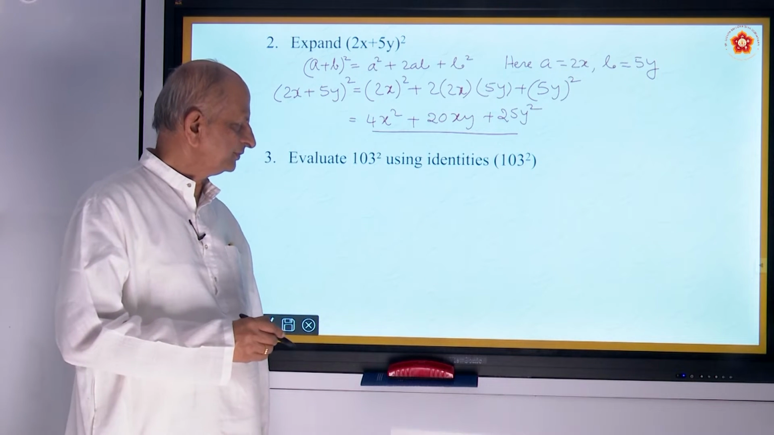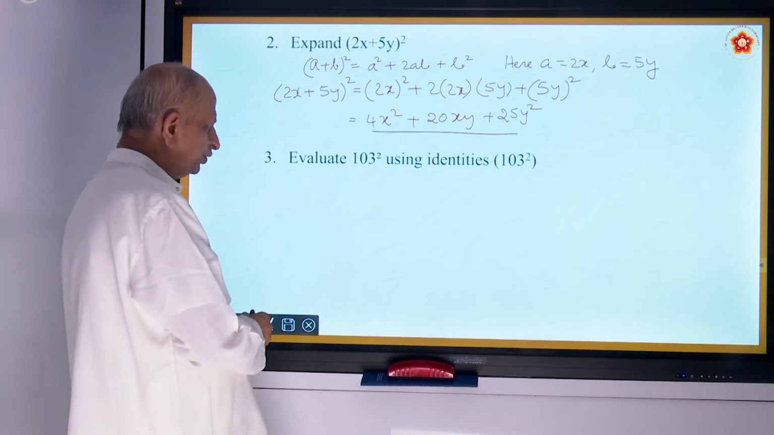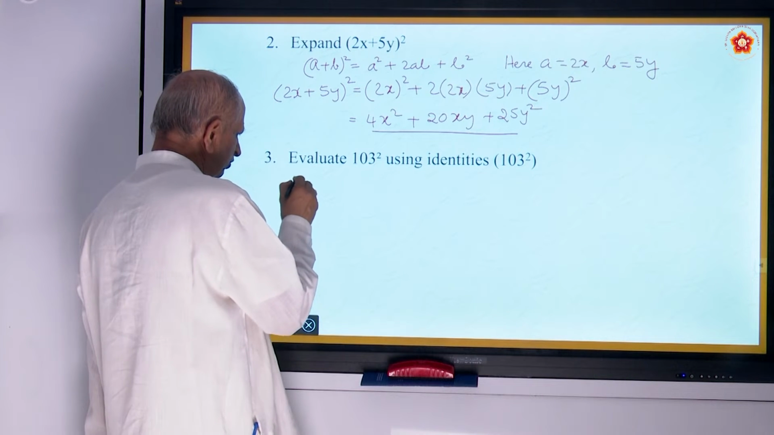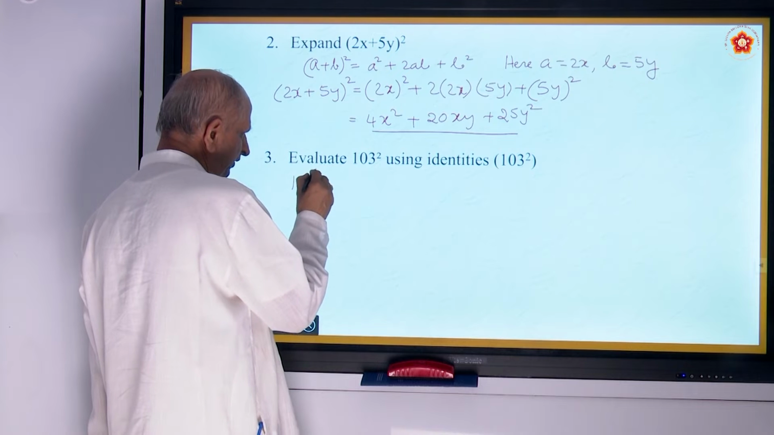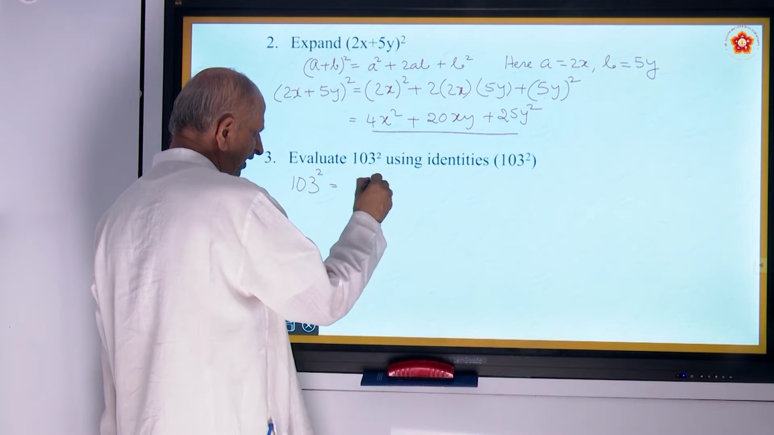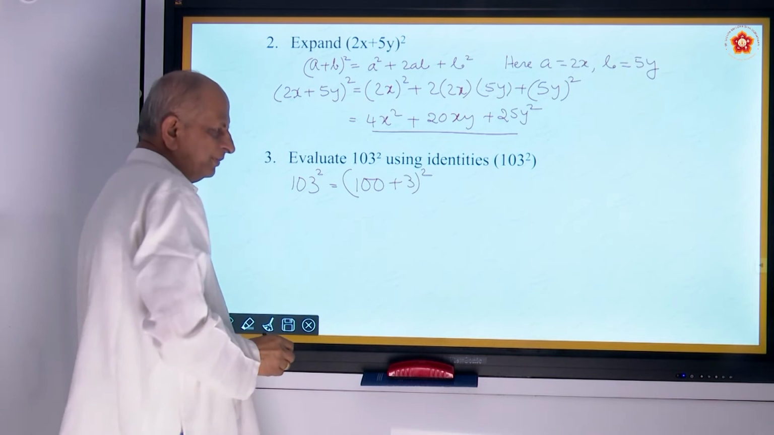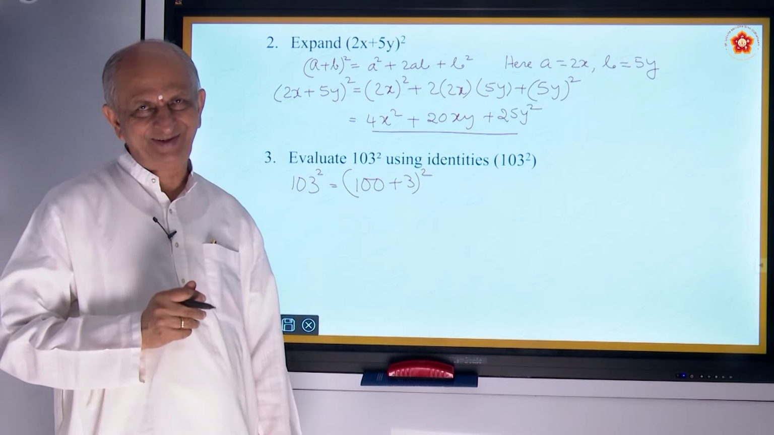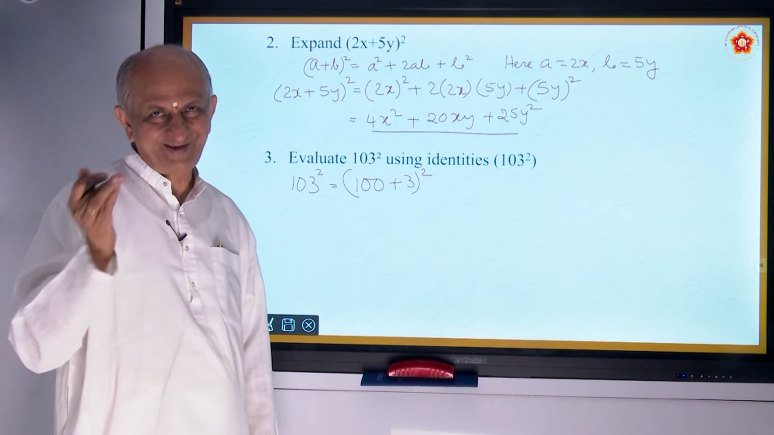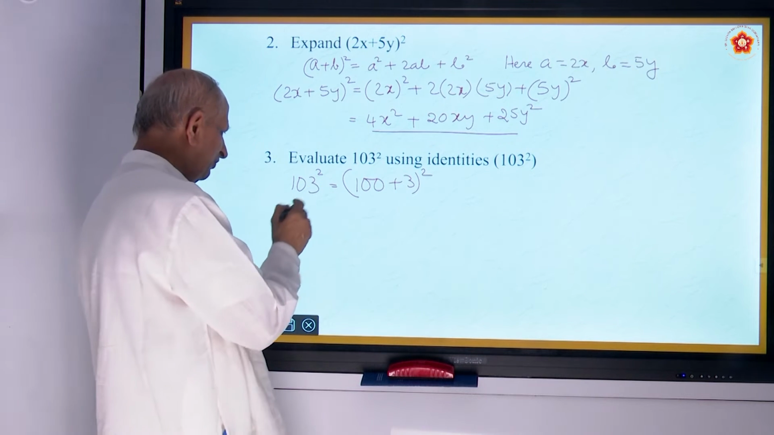Evaluate 103 square using identities. So 103 square is, you can write it as 100 plus 3. Why are you doing so? Because squaring 100 is easy. You can find the value of that square easily, correct? So that is how we do it.